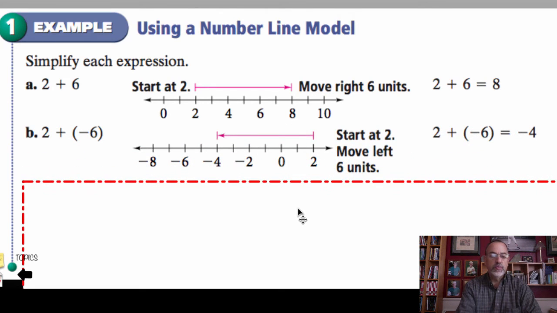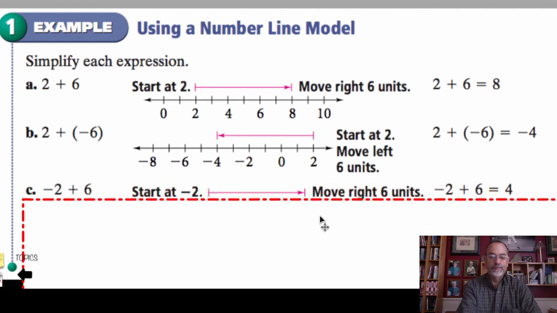Now if we look at 2 plus a negative 6, and we'll deal with this positive negative sign later in the year, again I start at the first number, 2, and then I go to the left 6 because the negative sign tells me to go to the left. So if I start at 2 and then go to the left 6, I end up at negative 4. Therefore 2 plus a negative 6 is negative 4.